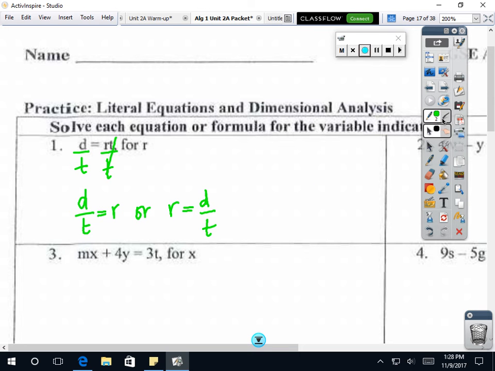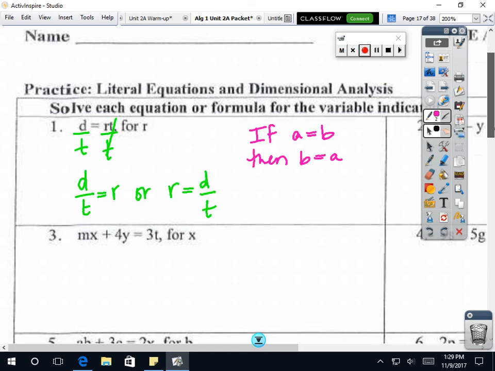Symmetric property. This is what the property actually states, and we'll talk about this more next week. It says if A equals B, then B equals A. That's what the symmetric property says. They're the same thing even if you reverse the order, or reverse the sides.